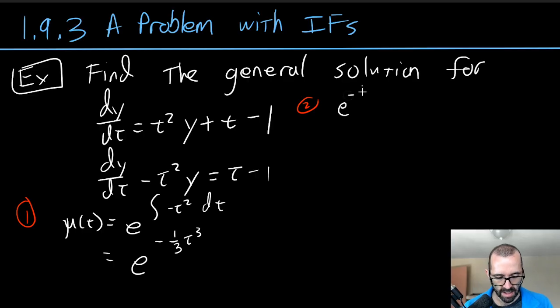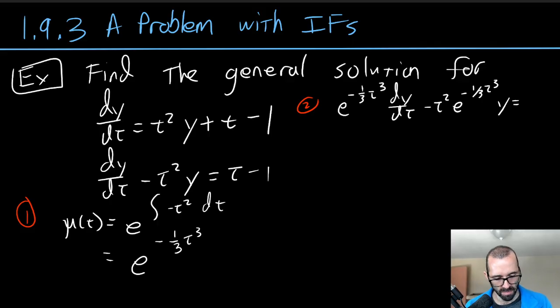And we're going to get e to the negative 1/3 t cubed times dy/dt minus t squared e to the negative 1/3 t cubed times y equals e to the negative 1/3 t cubed times t minus 1. Oh gosh, I'm running out of room. I thought this would go a little better. This is not supposed to be the problem.